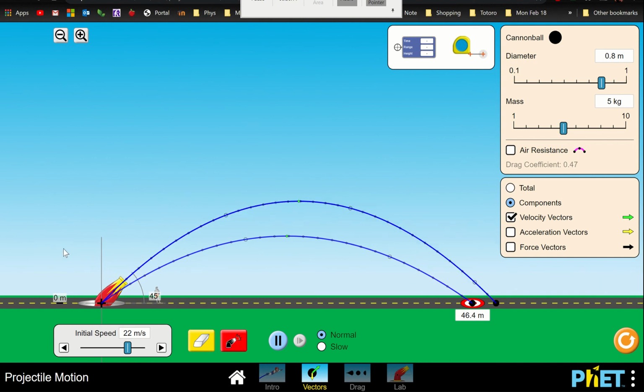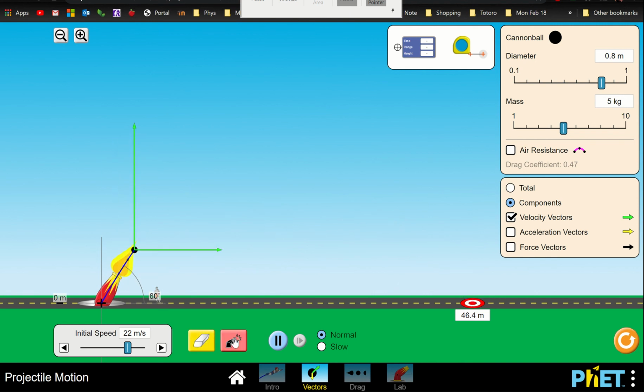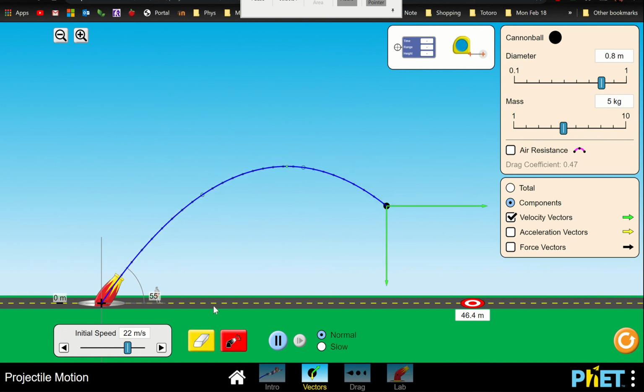It's too far. Okay. So how about 55? How about 60? Will 60 land on the same target? Now remember, if we land here, we're so close. Okay. How about what else? How about 55? I'm just randomly picking things. Oh, 55 works. So 35 and 55 degrees.